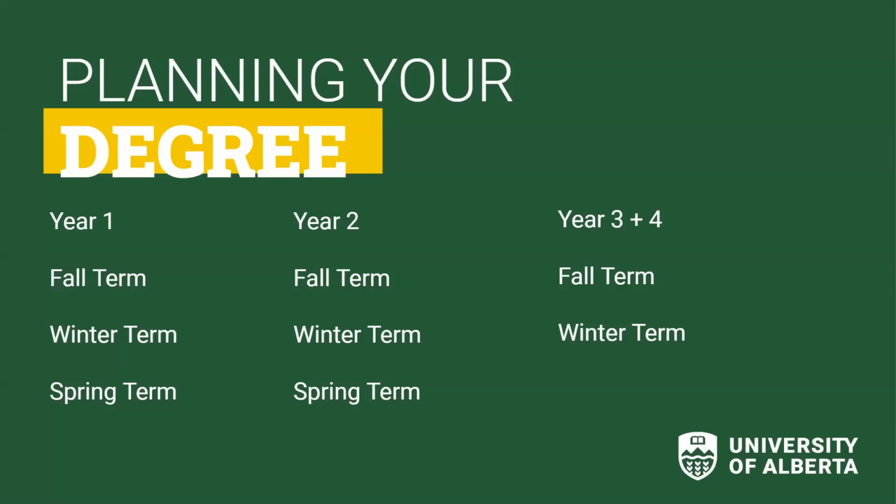A bit about understanding how your degree is going to be planned. For collaborative students and bilingual students, you will have year 1 and year 2. You will take a fall term, a winter term, and a spring term. In year 3 and 4, you will only be required to do a fall and winter term. These are required, and we do recommend that students do not take any more courses than what is required per semester, as it can be pretty taxing.